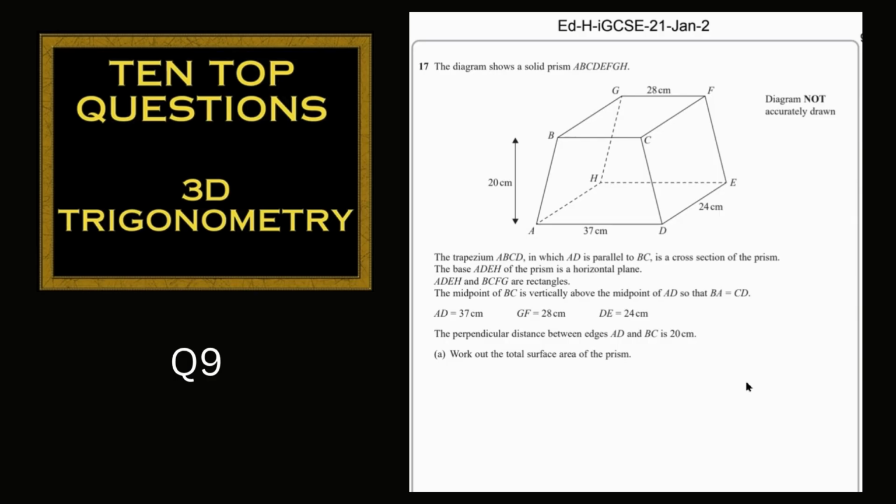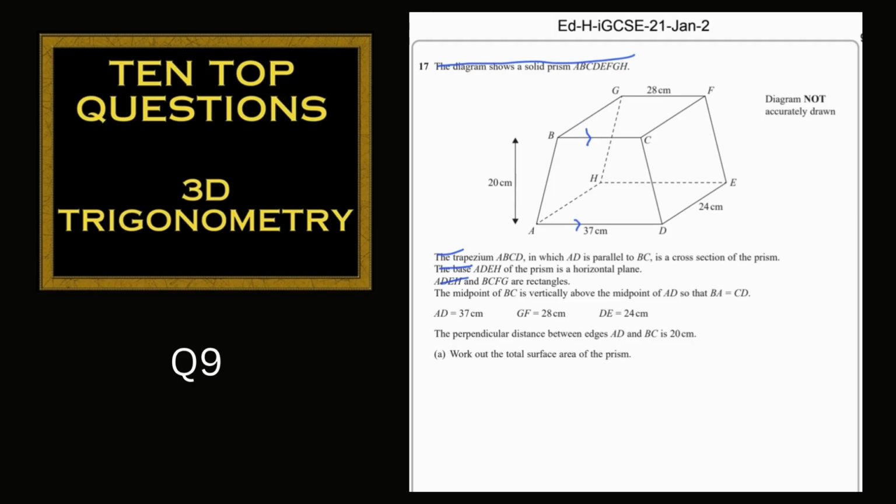For our penultimate question on this revision, we've got a very, very waffly and a non-standard trapezoidal prism. Let's go through what we might need to add to the diagram. Nothing up there. It tells us which are parallel. We can add those lines on if we want. The base AD doesn't tell us anything new. They're rectangles, nothing new. Midpoint of BC is vertically above the midpoint.